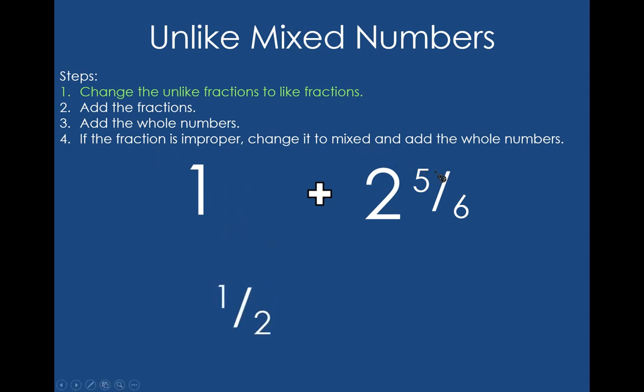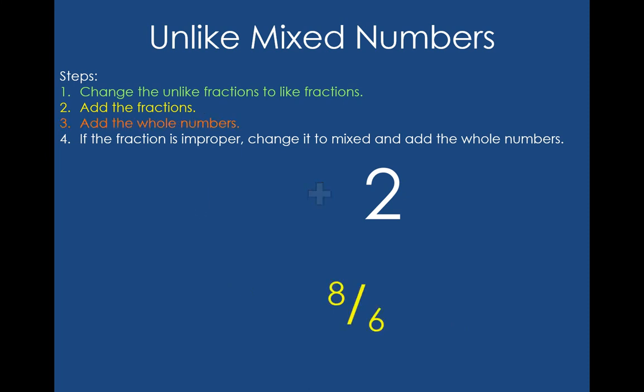Let's leave the whole numbers for now. 1/2 and 5 over 6. So, now they have the same denominator. Then, we copy it: 8 over 6. Why did it become 8 over 6? 3 plus 5 becomes 8. Copy 6. Add the whole numbers. So, 1 plus 2 equals 3. 3 and 8 over 6.